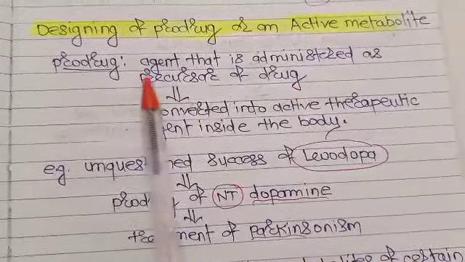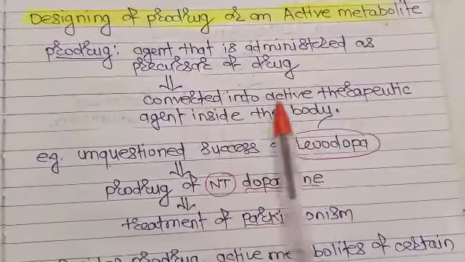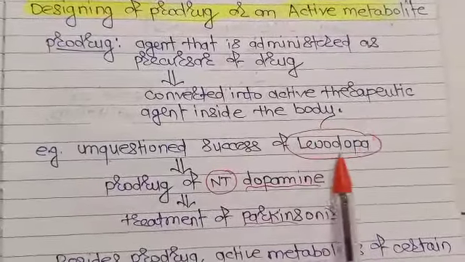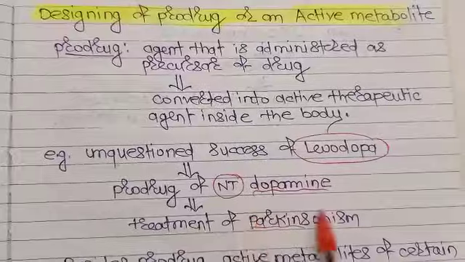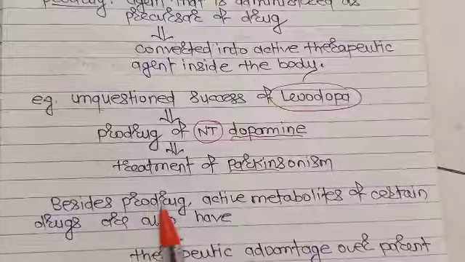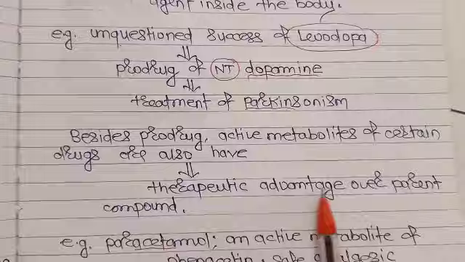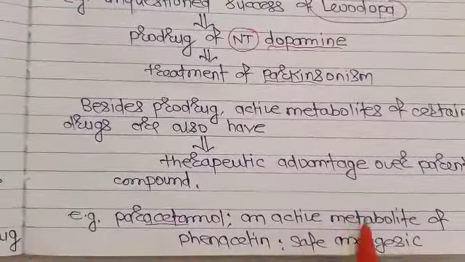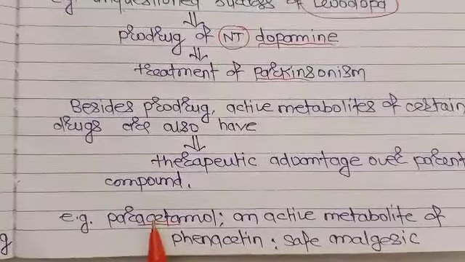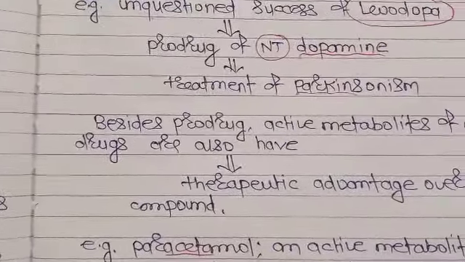What is a prodrug? We know that. An agent that is administered as a precursor of a drug, which is converted to its active therapeutic agent inside the body. We know the unquestioned success of levodopa, which we use in the treatment of Parkinsonism, a prodrug of the neurotransmitter dopamine. Besides prodrugs, active metabolites of certain drugs also have therapeutic advantage over the parent compound. Paracetamol, an active metabolite of phenacetin, which is a safe analgesic. Both are available, but paracetamol is most commonly used now. So these are examples of rational drug designing.